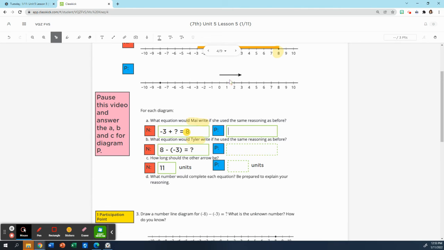So in diagram P, we can tell that we're ending up at -8. We know that one of the numbers we're adding is +3, plus something gets us back to -8. And again, we can take our sum and we can subtract the number we know we're adding, which in this case is +3, and that will tell us our missing number. And this time, to get from the number we know we're adding over to our final answer, we have 11 spaces, but it's -11 spaces because we're moving left.